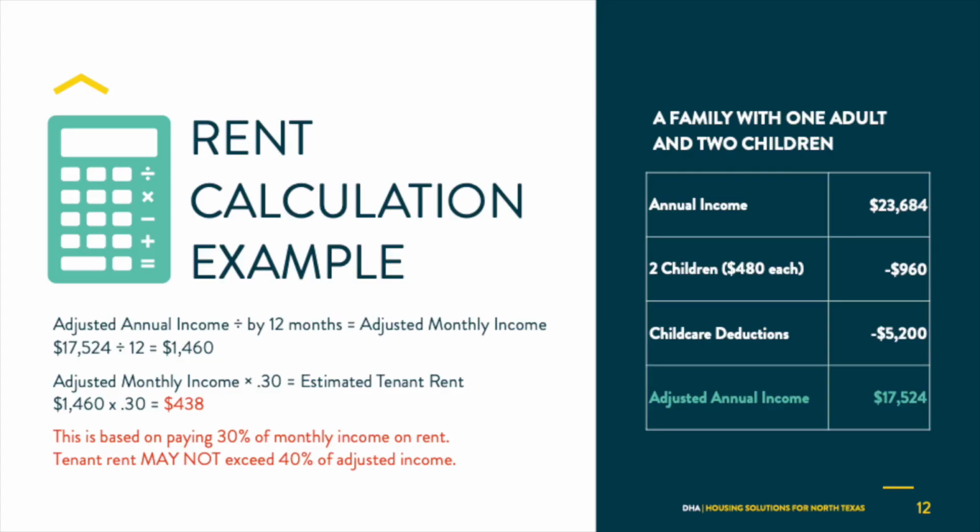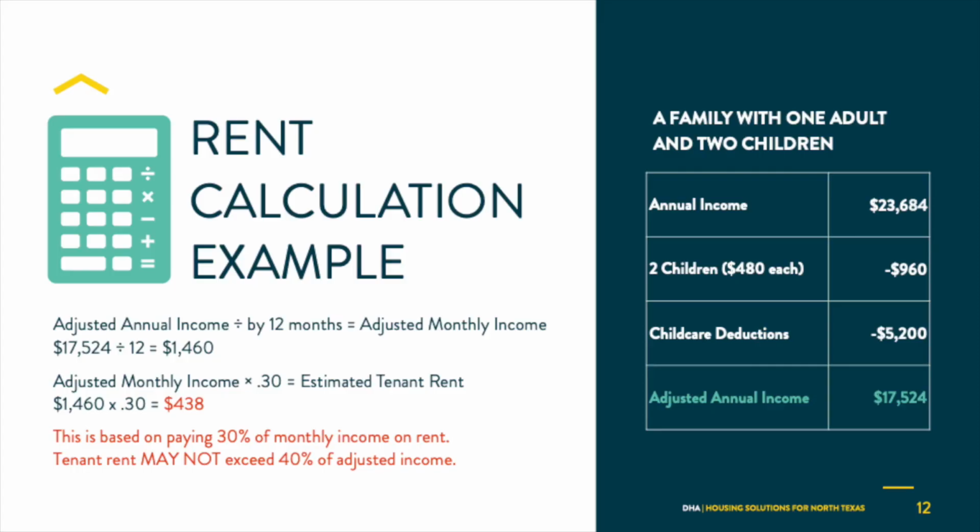$17,524. Now turn your attention to the left side of the slide. Here we divide the adjusted income, $17,524, by 12 months, which equals $1,460. This is the monthly adjusted income. 30% of monthly adjusted income equals the estimated portion of tenant rent. In the example, 30% of $1,460 equals $438.